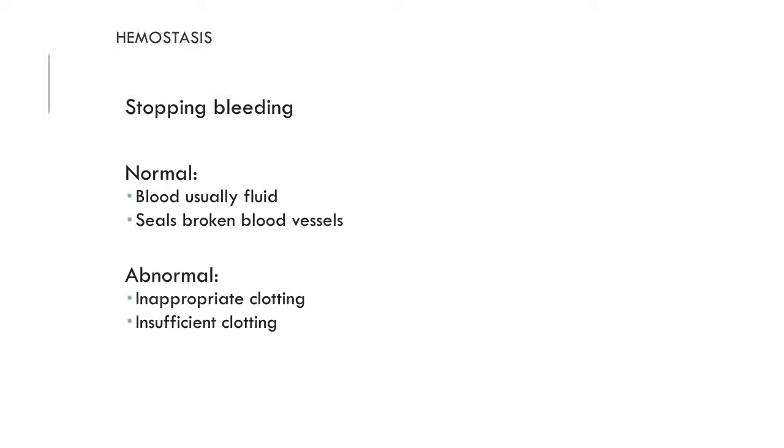This chapter is going to talk about hemostasis and disorders of hemostasis. Hemostasis basically just means to stop bleeding. In normal situations, when we have a cut or a bruise, the blood components seal over the blood vessel and the bleeding stops. In abnormal situations, we have inappropriate clotting or insufficient clotting.